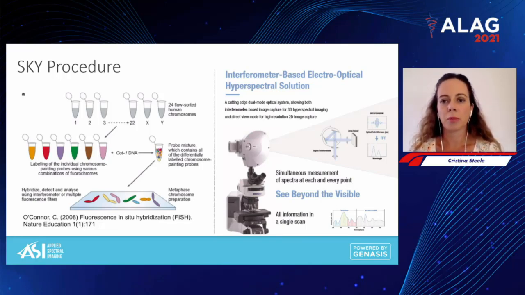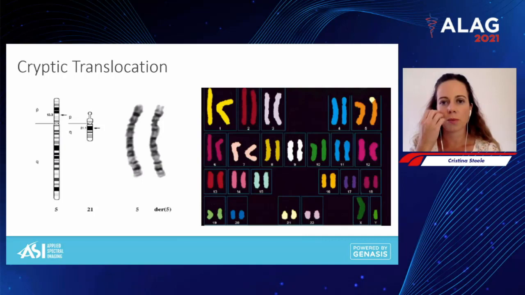Once the hybridization is complete, the slides are placed on a microscope that has the ASI optical head attached to it. This interferometer-based imaging process allows the image capture going through all the light range in the visible and infrared spectrum as well, in order to go through and identify the specific chromosomes based on their probe mixture combination.